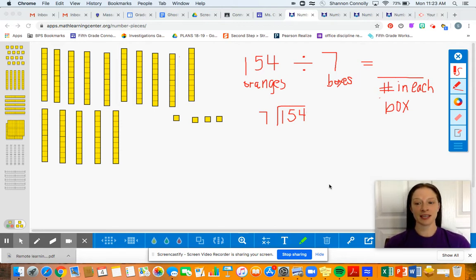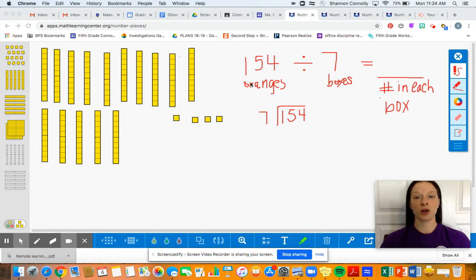So we always want to give our story problem a context, or not our story problem, our math situation. We would like to give the story problem context so we can keep track of all the moving parts. So what do we have here? I have in this model 154 oranges. Okay, so I have split that up into 15 groups of 10 and 4 ones. And what are we going to do with those oranges? We're going to split them equally. That's what we're doing when we're dividing. We're thinking about equal groups. We're going to split them into 7 equal groups. And our goal is to find out how many oranges are going to be in each of those boxes.